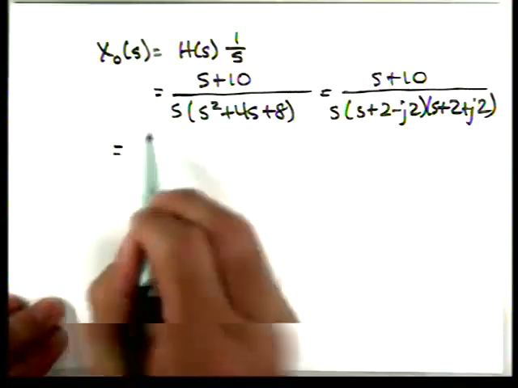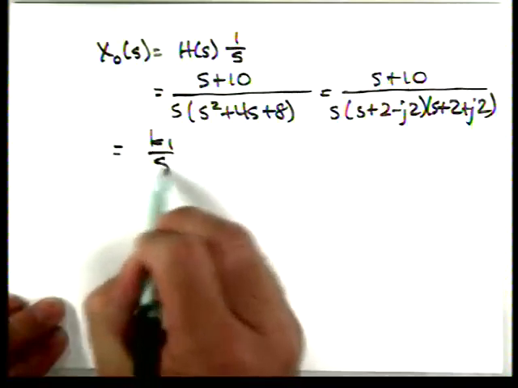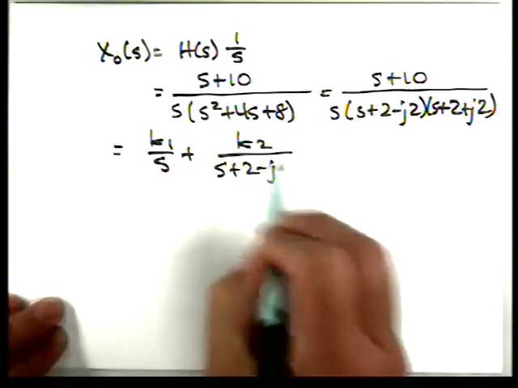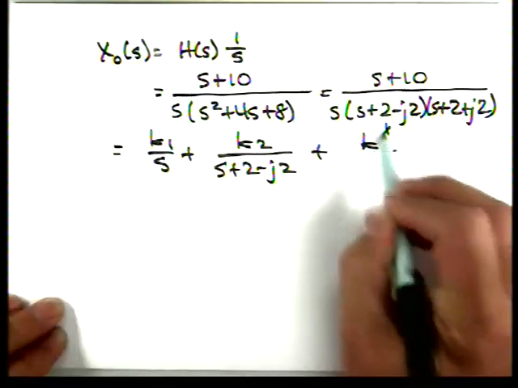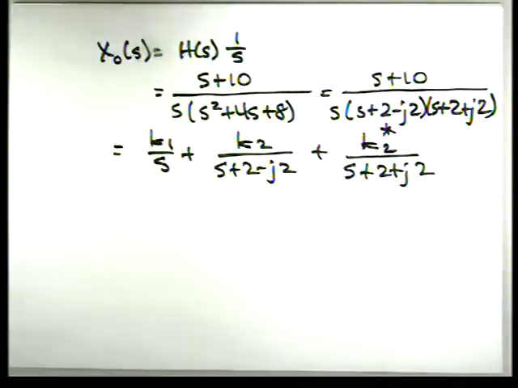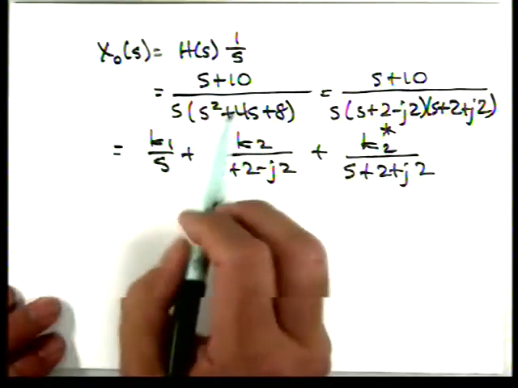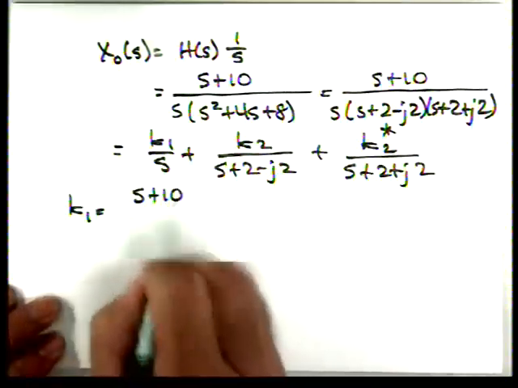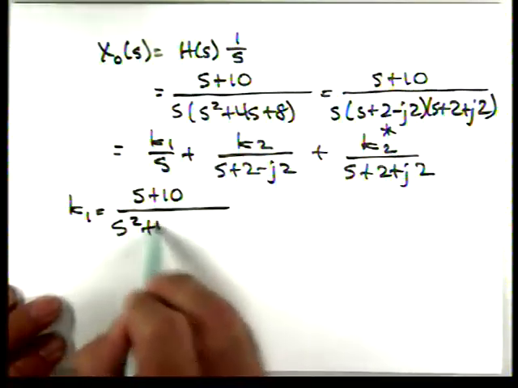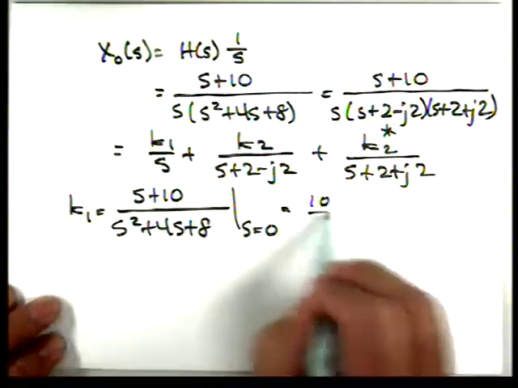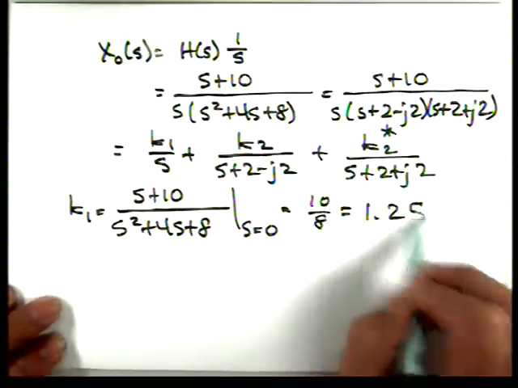And our partial fraction expansion then, K1 over s, K2 over (s + 2 - j2), and then K2 conjugate over (s + 2 + j2). So first, let's find K1. We're going to multiply through by s and let s equal 0. So K1 is (s + 10) over (s² + 4s + 8), evaluated at s = 0. Well, that's 10 over 8, or 1.25.